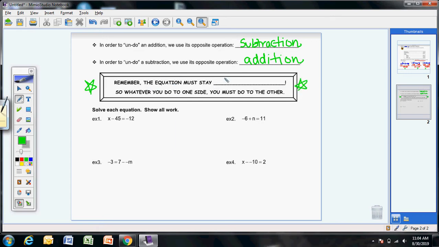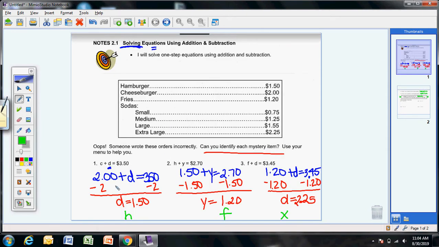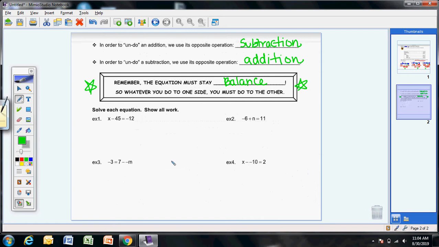Your equation must stay balanced, okay? If you notice what I did in the first section, I had to do the same thing on both sides. If I wanted to figure out what this mystery item was, I had to subtract 2 on this side of the equation and subtract 2 on this side of the equation. So we're going to talk about keeping our equations balanced. All right, so let's try some of these examples.